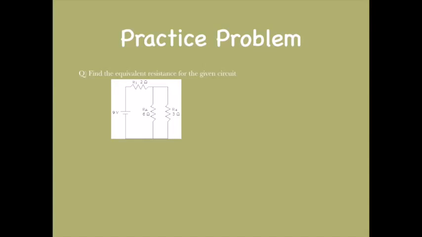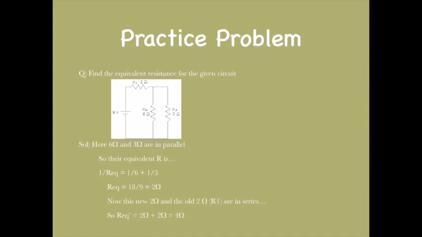In this question, I have the 6 ohm and the 3 ohm in parallel, which is in series with the 2 ohm. Okay, as the 6 ohm and 3 ohm are parallel, the R equivalent of that part will be 1 by 6 plus 1 by 3. So on solving, you get R equivalent to be 18 by 9, which is 2 ohm. Now this new 2 ohm and the old 2 ohm are in series. So by using the formula for a series equivalent, I get the R equivalent for the entire circuit to be 4 ohms.